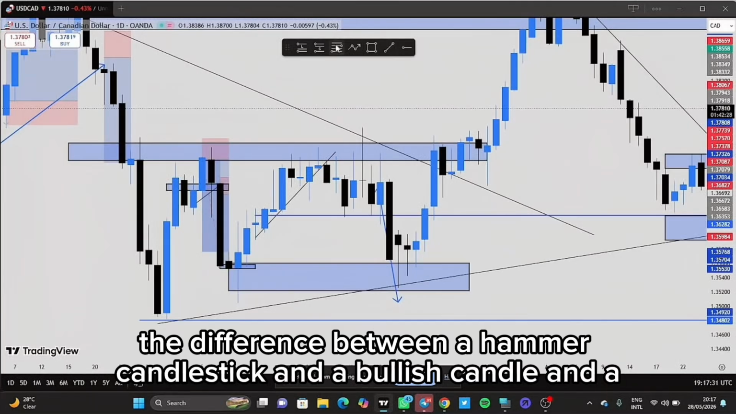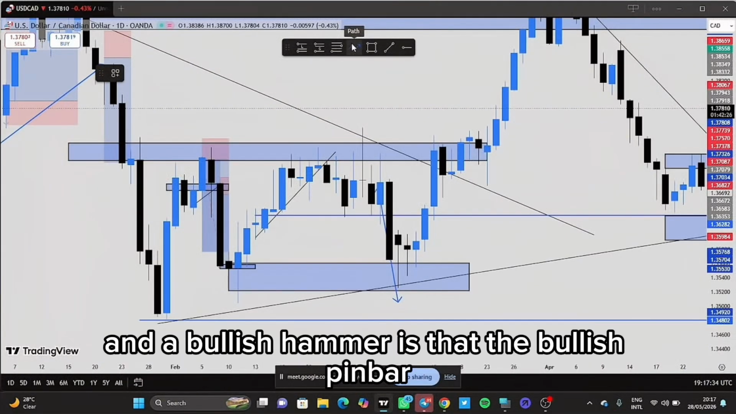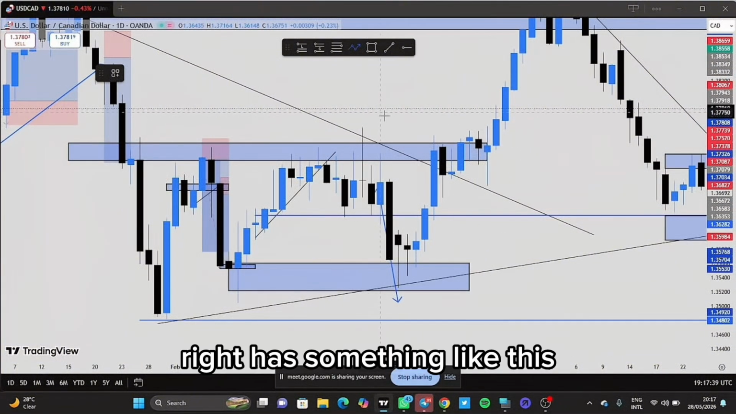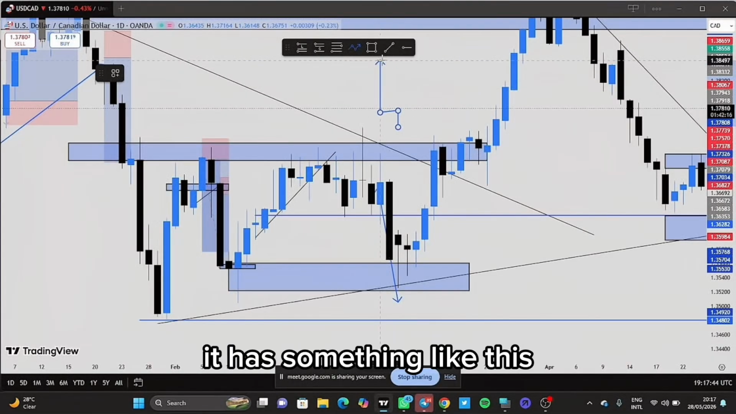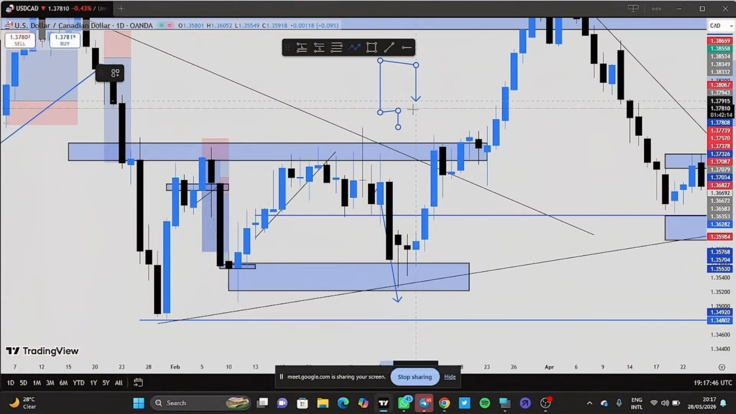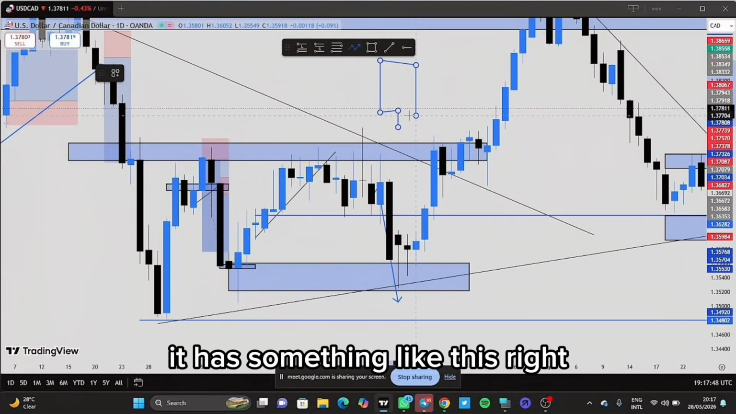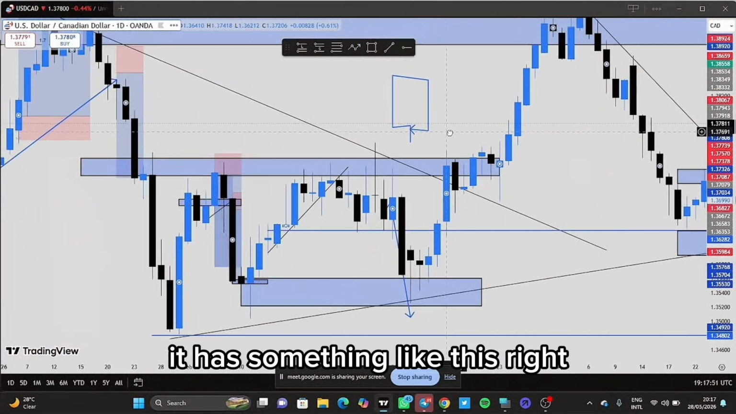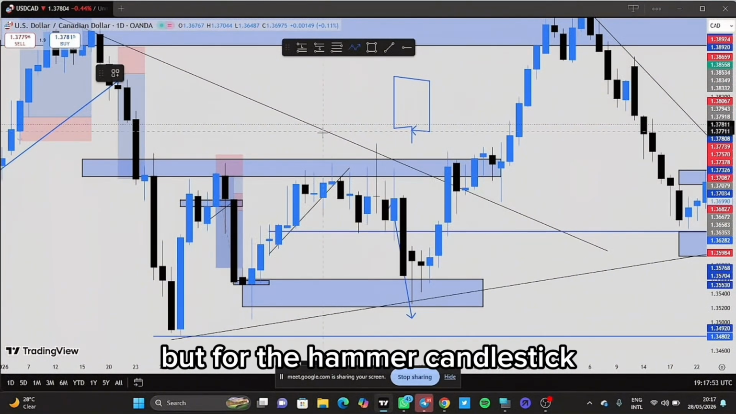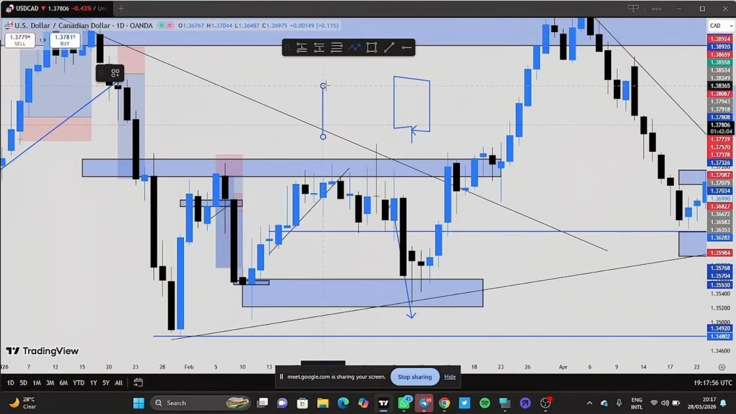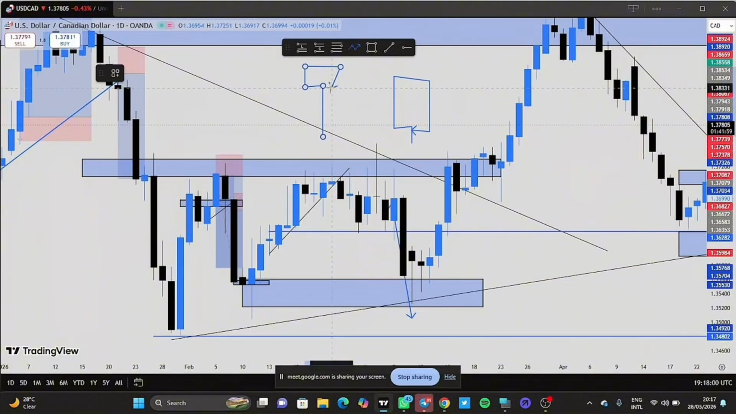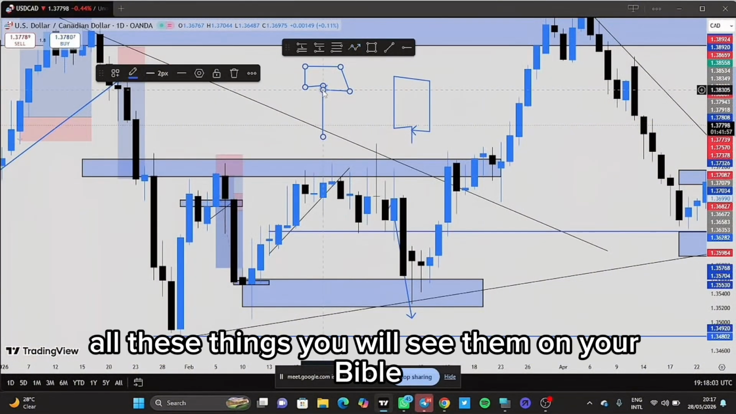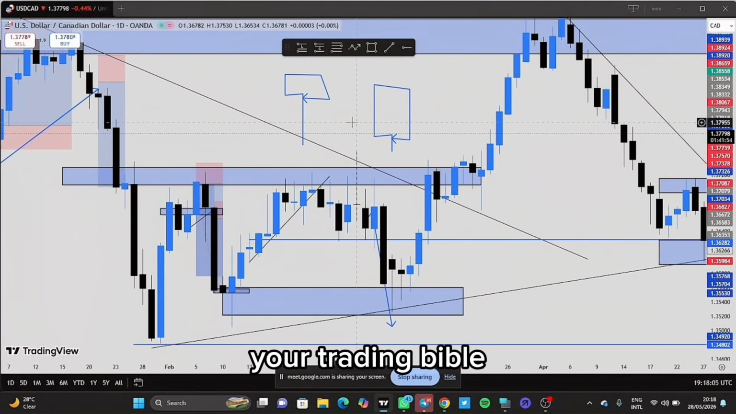The difference between a hammer candlestick and a bullish pin bar is that the bullish pin bar has something like this. It has a small wick. But the hammer candlestick has a longer wick. All these things, you will see them in your trading Bible.